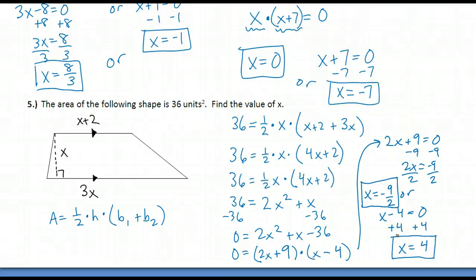Well, if I look back at the original problem, algebraically I get two answers. This x squared, this 2, tells me that I should get two answers. But if I look at the problem geometrically, x can never be a negative number. I'm never going to measure this height or this length and get a negative number. So geometrically, the correct answer is 4. Algebraically, I get two answers. I just need to look back at my problem and pick the one answer that makes sense.